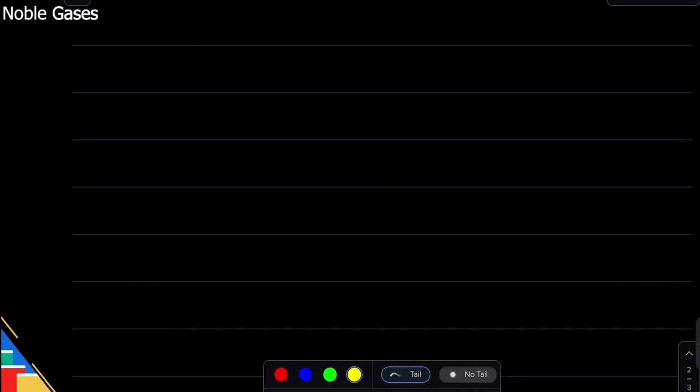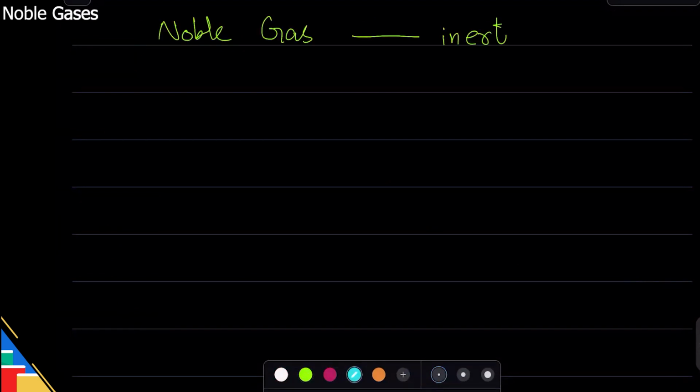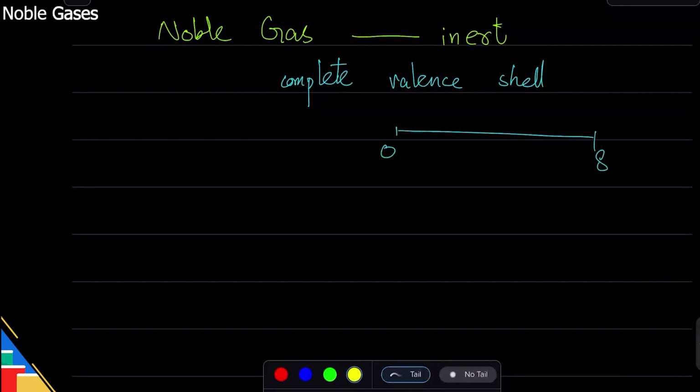So that is why the word that we use is that noble gases are inert. They have a complete valence shell, so they don't need to gain or lose electrons. Remember, I told you that things have to go from 0 to 8? Noble gases are already there at 8, or at full for the case of helium.